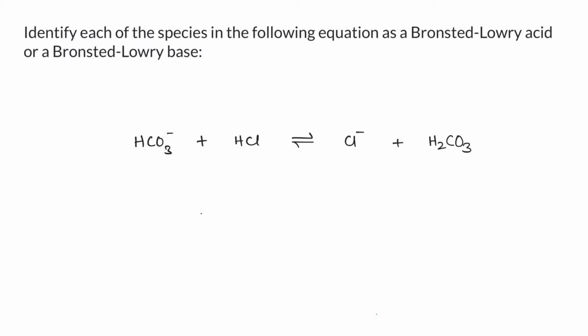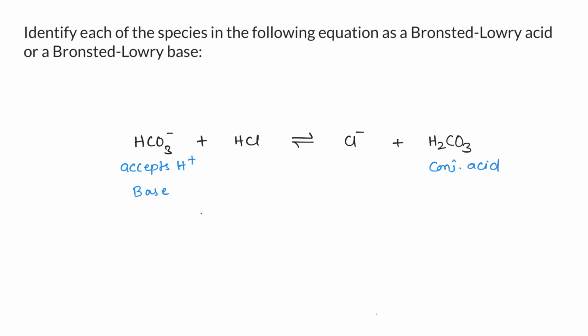HCO3 minus ion reacts with hydrochloric acid to form Cl minus ion and H2CO3. In this equation, HCO3 minus ion accepts a proton from HCl and becomes H2CO3. Therefore, HCO3 minus ion is the Bronsted-Lowry base and H2CO3 is its conjugate acid.